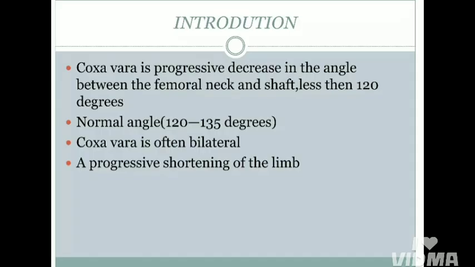First of all, the introduction. Coxa vara is a progressive decrease in the angle between the femoral neck and shaft to less than 120 degrees. The normal angle is 120 to 135 degrees. Coxa vara is often bilateral, with progressive shortening of the limb.